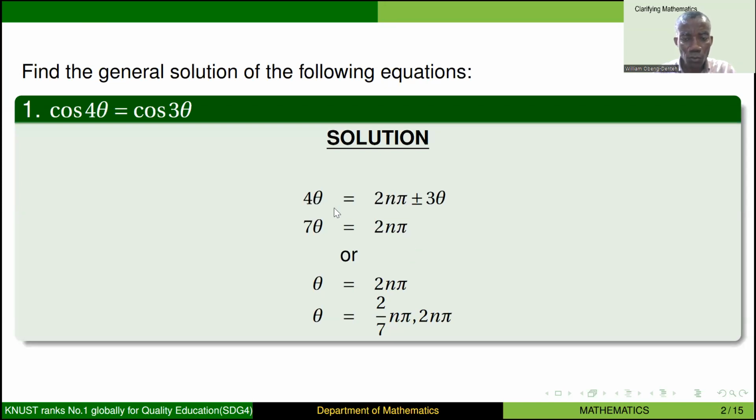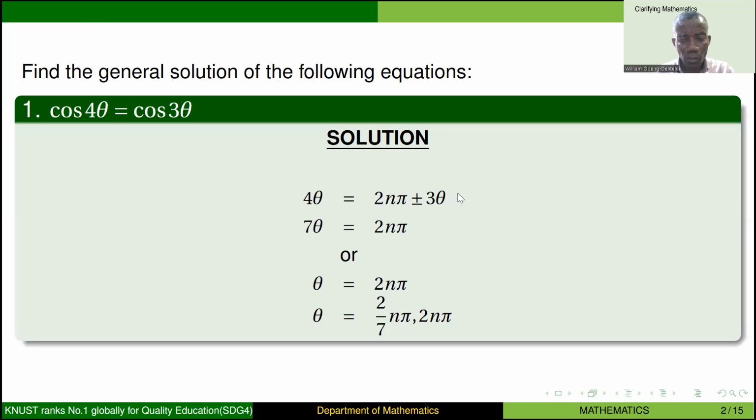Now I want to move on to the second aspect, where we shall pick the plus 3 theta. So 4 theta equals 2n pi plus 3 theta. Then we shall subtract 3 theta from both sides. When we subtract 3 theta from this side, it will be cleared. And then 3 theta from 4 theta will give us theta, then 2n pi. So this also gives us the general solution for the second aspect. We shall get it in two forms: theta is equal to this and equal to that as well. So that is how we solve this.